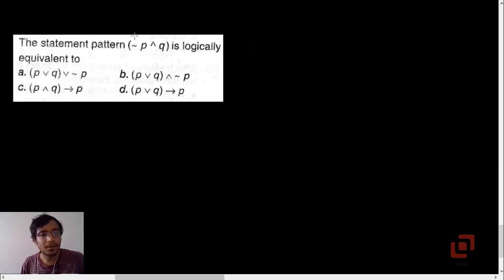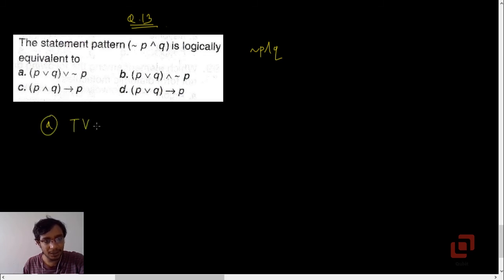Let's go to 13th. The statement pattern negation P and Q is logically equivalent to. First one is P or Q or negation P. See, now this is definitely not going to be negation P and Q, because P or Q or negation P is actually T or Q, and that is Q. So A is not right. Let's go to B.